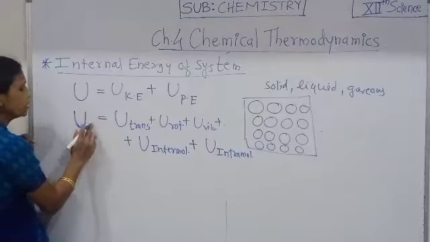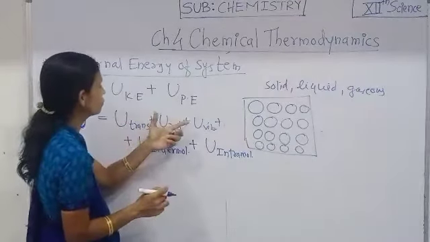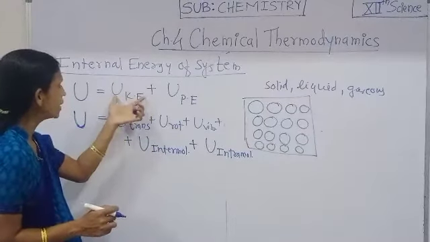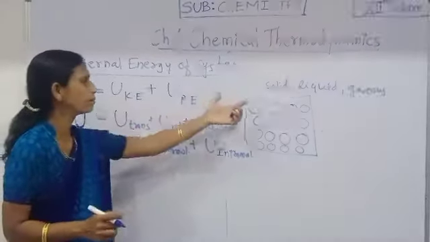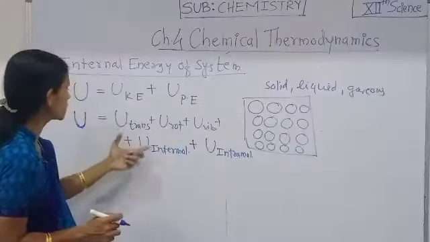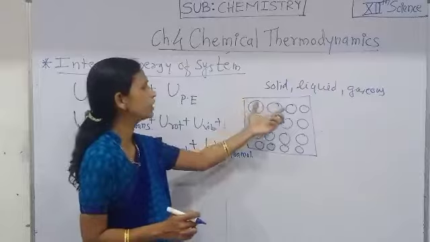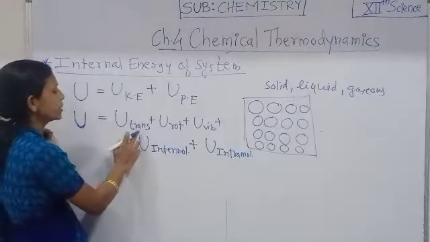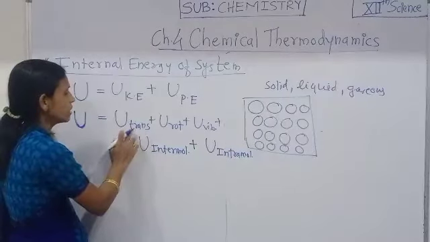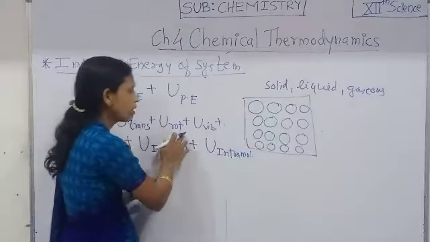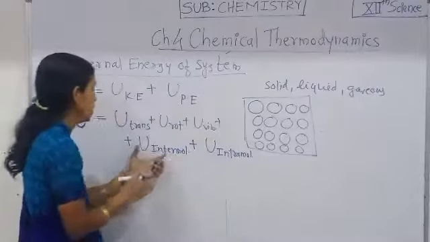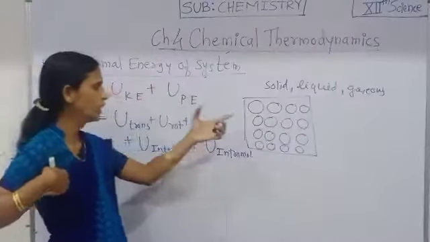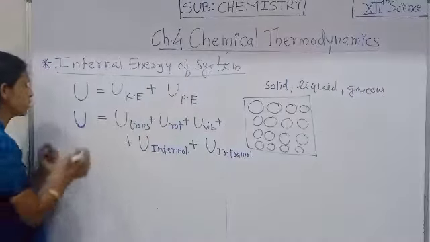That means the definite amount of energy related with that substance is a sum of all the kinetic energy related with the particles of the substance, as well as the potential energy related with those particles. That means internal energy is a sum of the translational energy, rotational energy, vibrational energy, and intermolecular energy as well as intramolecular energy of the particles of the substance.